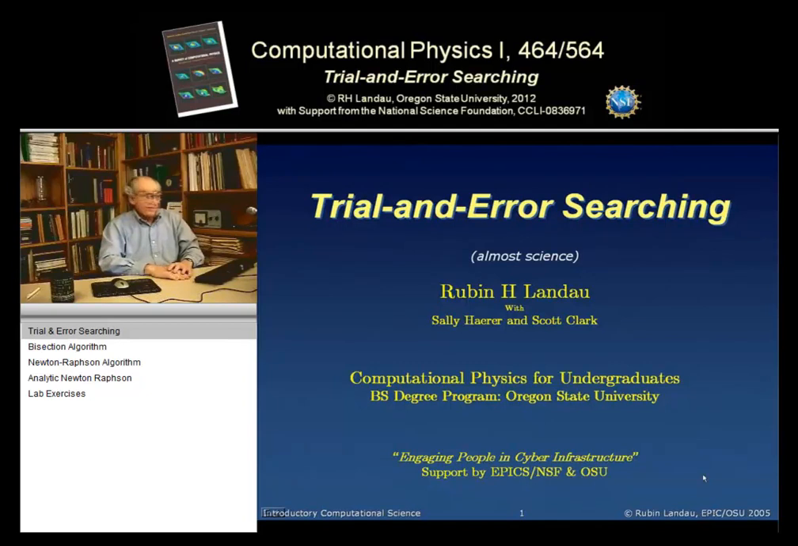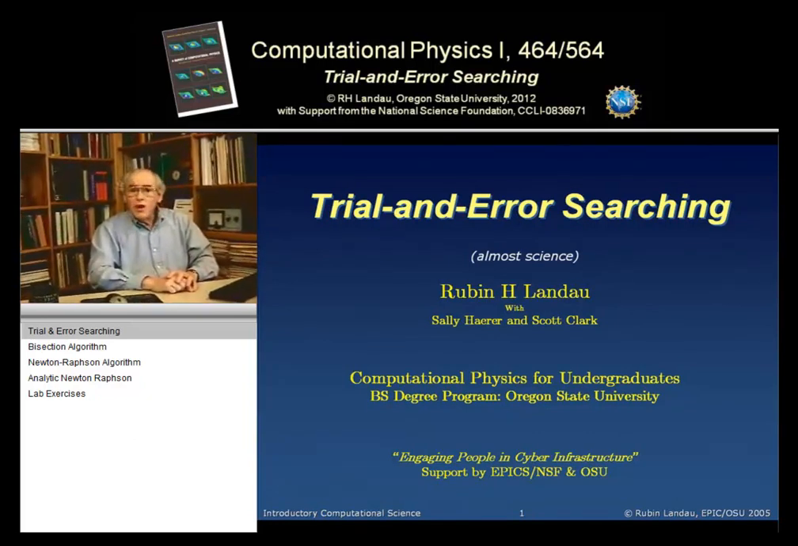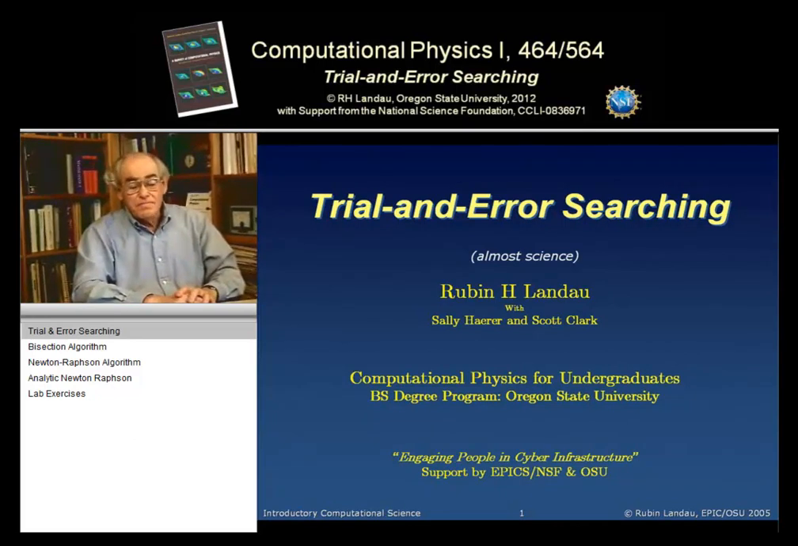Well, welcome back to our discussion about trial and error searching. This is a little bit different than the earlier stuff we've done so far, because we're almost doing science. What we've been doing is basic computing science, basic numbers, representations, but now we'll get on to something where we actually have the computer do something which is not at all obvious. And it's called trial and error searching. And that's a very interesting term.